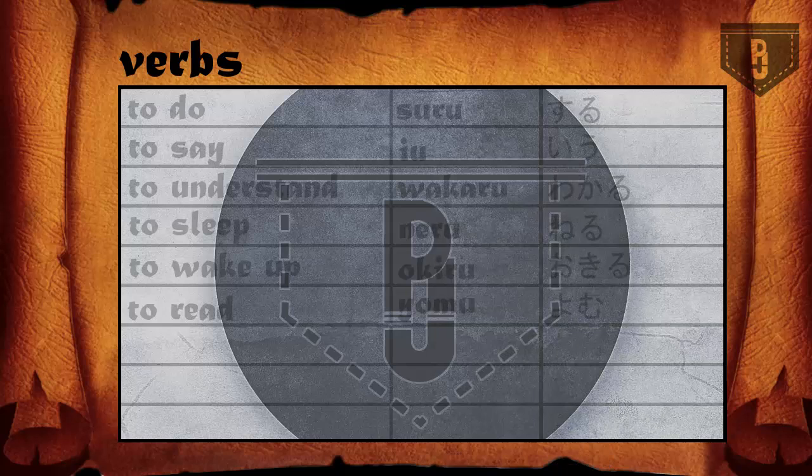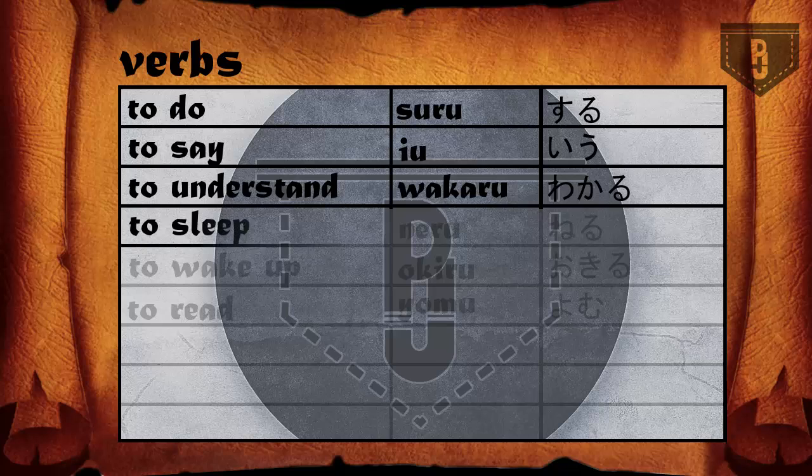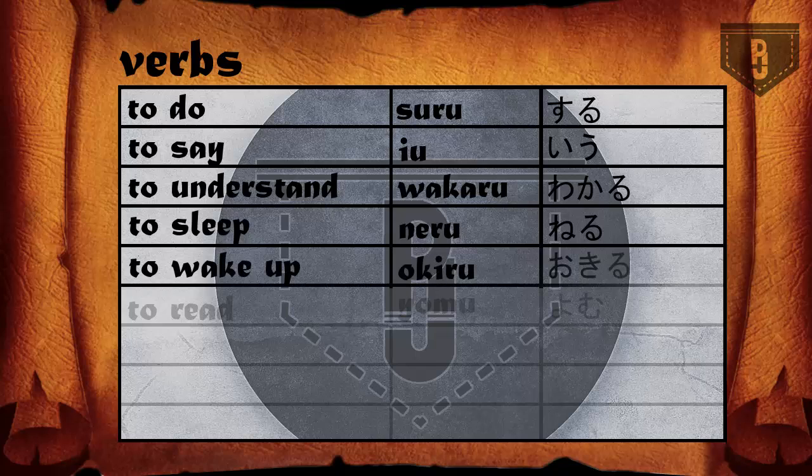Now some verbs. You have to do, suru. To say, iu. To understand, wakaru. To sleep, neru. Conversely, you have to wake up, okiru. And to read, yomu.